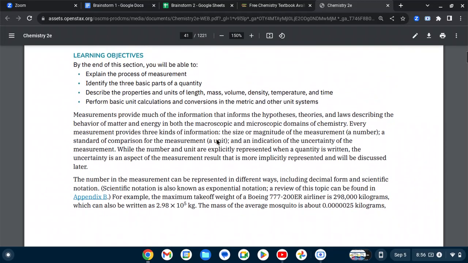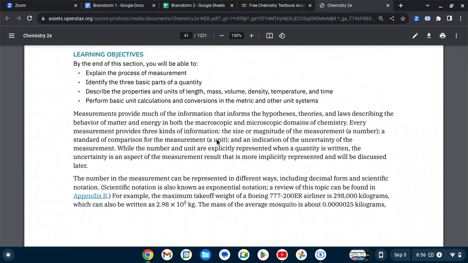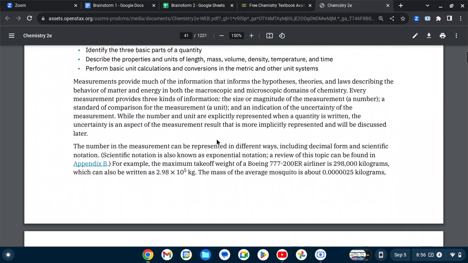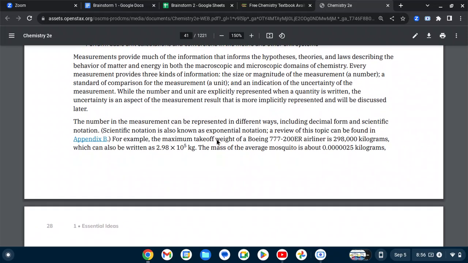1.4 Measurements. Learning objectives. By the end of this section, you will be able to explain the process of measurement, identify the three basic parts of a quantity, describe the properties and units of length, mass, volume, density, temperature, and time, and perform basic calculations and conversions in the metric and other unit systems. Measurements provide much of the information that informs the hypotheses, theories, and laws describing the behavior of matter and energy in both the macroscopic and microscopic domains of chemistry.